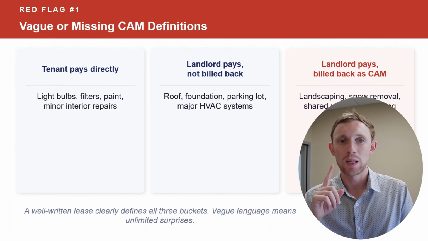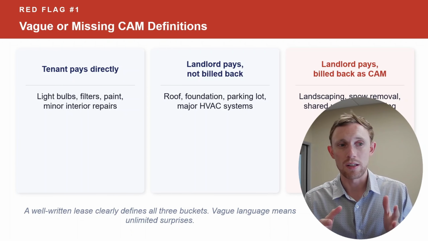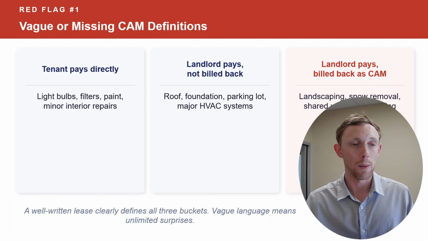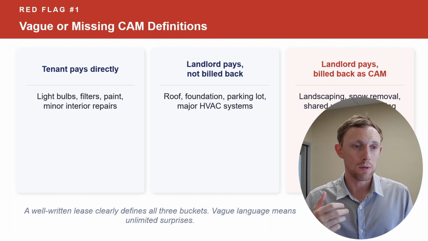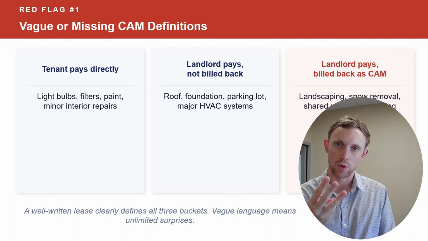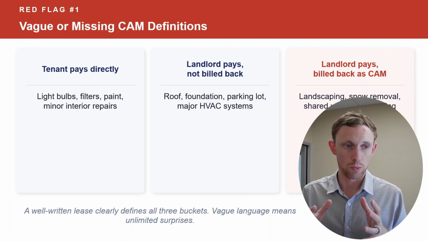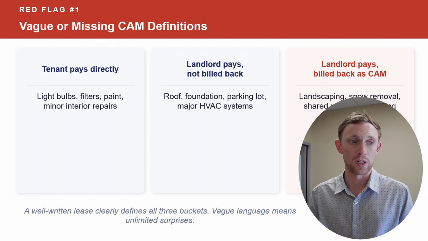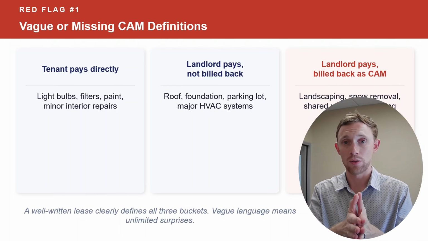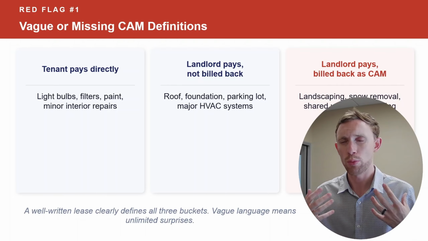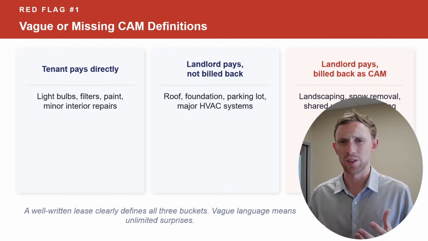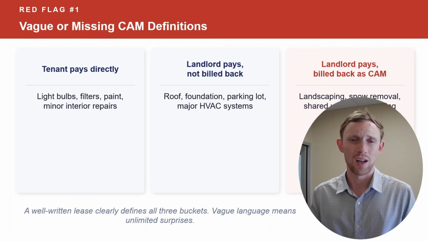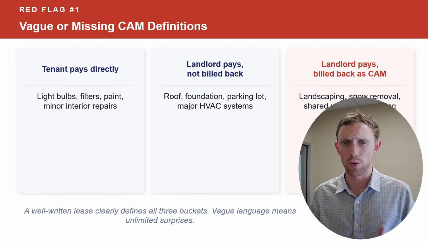So red flag number 1, vague or missing CAM definitions. And CAM, that's common area maintenance or repairs and maintenance in the lease. So what you need to be looking for here, there's essentially 3 ways that repairs and maintenance works for a commercial property, a triple net commercial property. So this is where the tenant handles it and pays it directly. So you as a tenant, you will probably be responsible for some basic repairs and maintenance, light bulbs, changing out filters, minor paint touch-ups, things like that, clogged toilets. You as a tenant are responsible for those items and you pay for them, and that's fine.